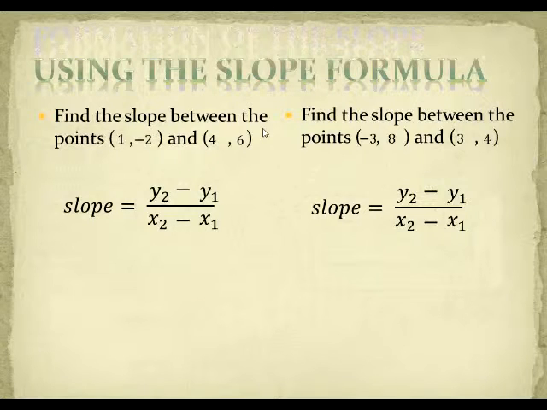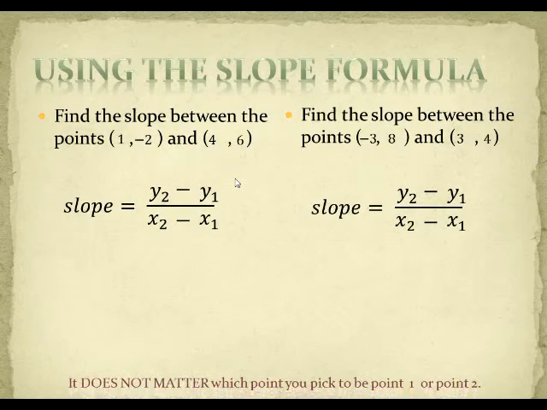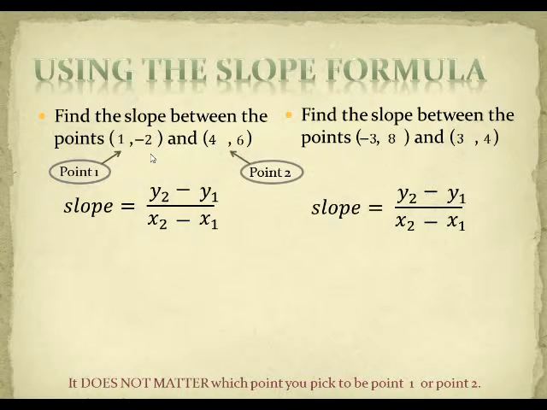So you might be given a question that looks like this. Find the slope between the points (1, -2) and (4, 6). Before we start, you're going to want to assign one of these to be point 1 and one to be point 2. It does not matter which is point 1 or which is point 2. We just want to stay consistent. So we'll call the left one point 1, the right one point 2.